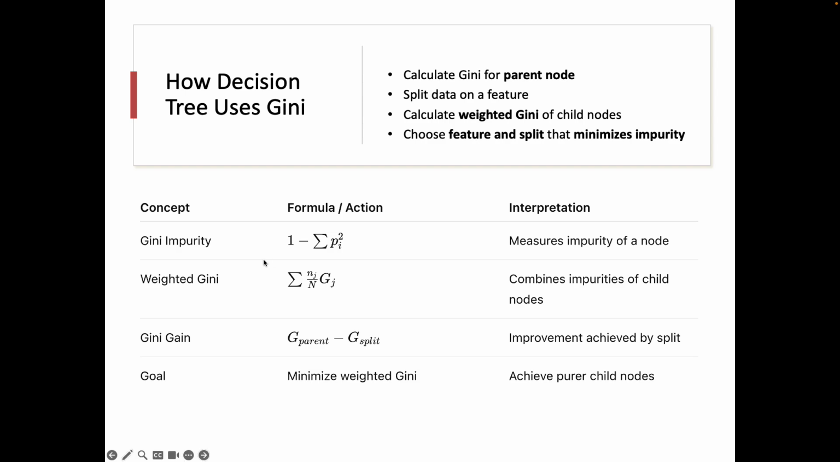So this is the formula to calculate our Gini, which I just explained, the top one, Gini impurity, right? It measures the impurity of a node. The second is weighted Gini. This is something I'll explain in the next one. And also Gini gain, and then minimizing the weighted Gini, right? So the purpose is that you go down to a level where your Gini is close to 0. That's where you stop. The decision tree stops splitting the decision based on that.